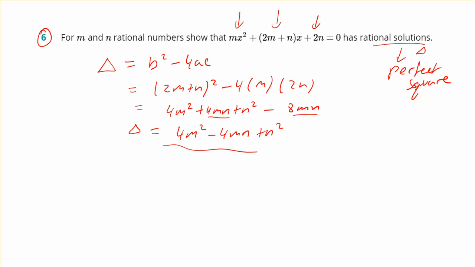It's not very helpful because I can't tell much from that. But what I need to realize is that this is actually a perfect square. We can factorize this as (2m minus n) all squared. Why do I know that? Because if I square 2m, I get 4m squared. If I square negative n, I get n squared. And if I go 2m times negative n, and double that, I get negative 4mn.